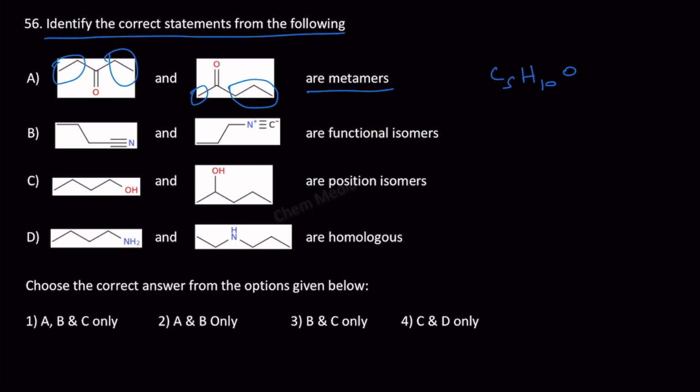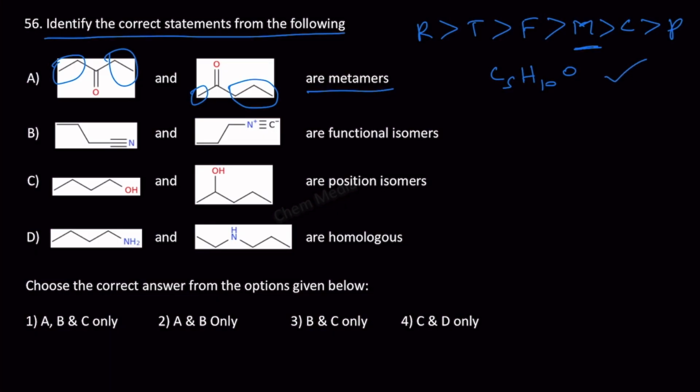Some of you might get a doubt whether they are position isomers or not. Remember the priority order: ring chain isomerism, then tautomers, then functional group isomerism, then metamers, then chain isomerism, then position isomerism. Therefore, metamers comes much before position isomerism. So this means they are indeed metamers. So A is correct. How about B?